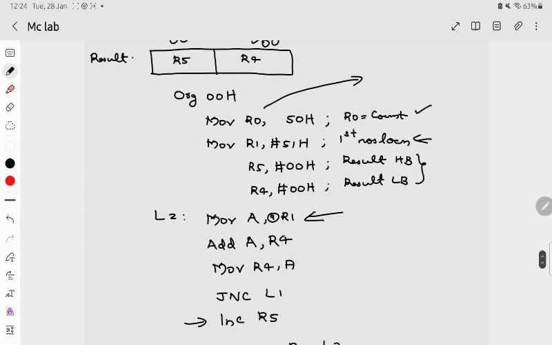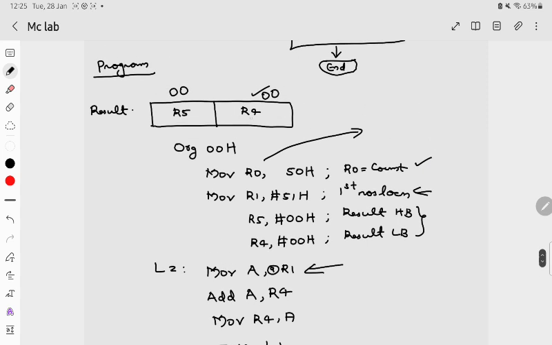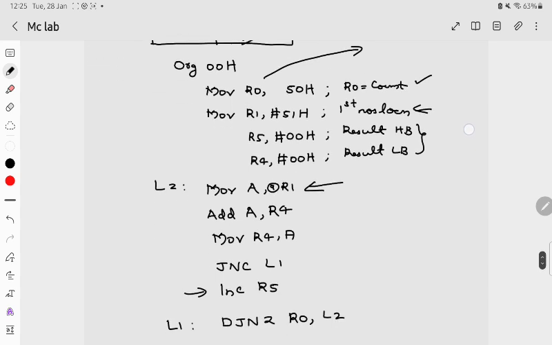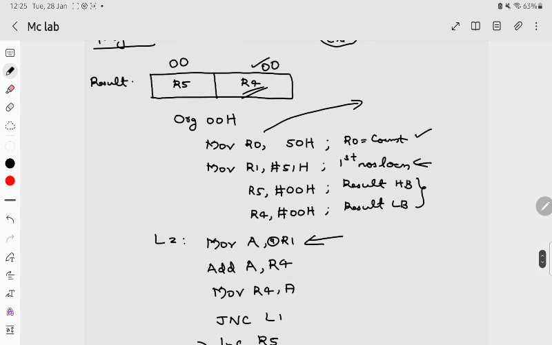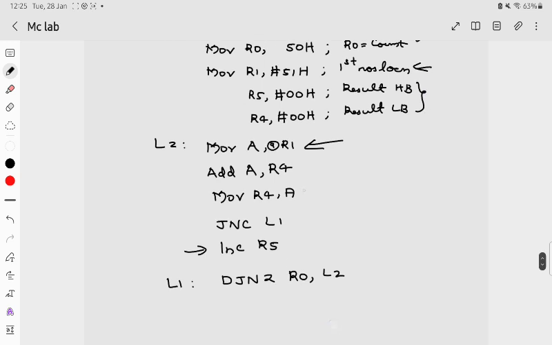So move A comma @R1. So R1 is 51, so @R1 means at 51. From 51 you will get the first number. We add that number, first number, with the lower byte of the result. So lower byte of the result is R4. We added. Then again your result lower byte has to be updated. Your result lower byte is in R4. So you update that R4 because your added lower byte result is now in A.